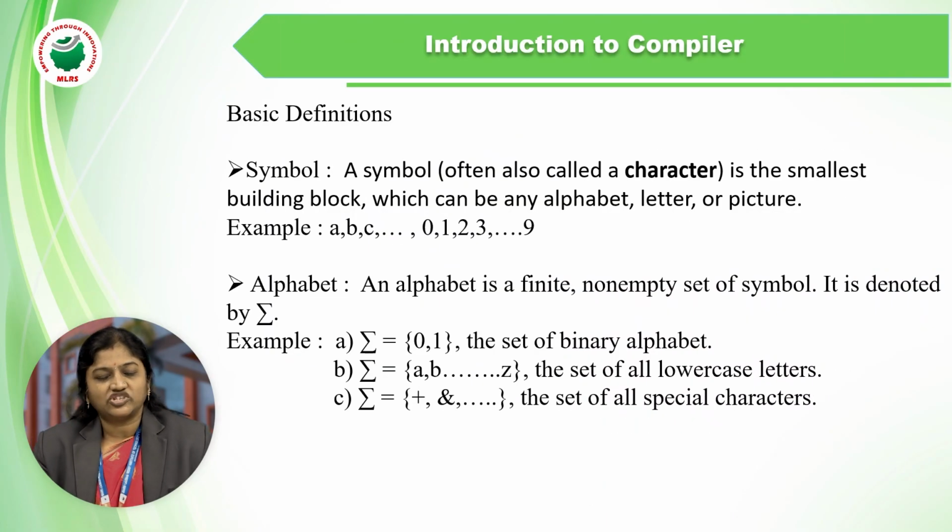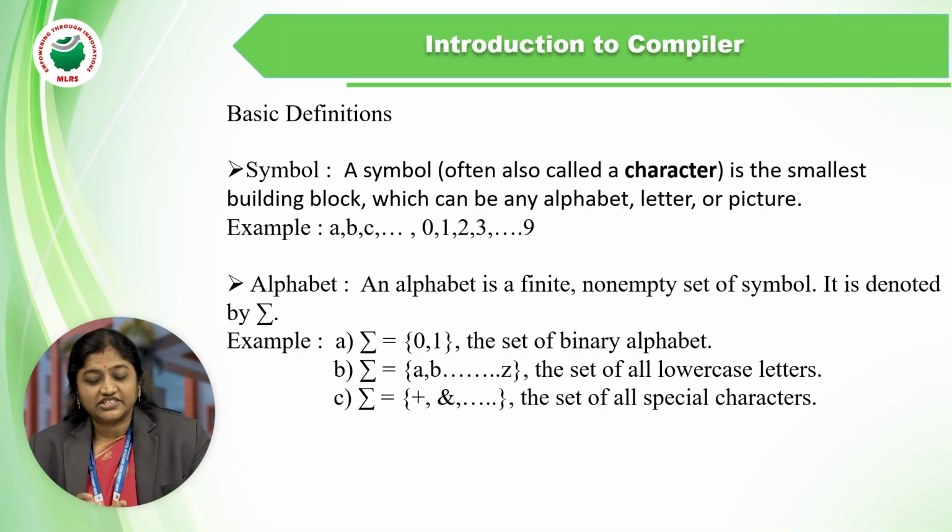So, basic definitions. A symbol is the smallest building block, which can be any alphabet, letter, or a picture. Examples can be A, B, C, or else the symbols 0 to 9, which we can use as transition input symbols. Alphabet: what is an alphabet? An alphabet is a finite non-empty set of symbols. It is denoted by sigma.